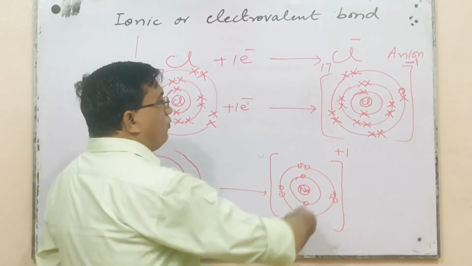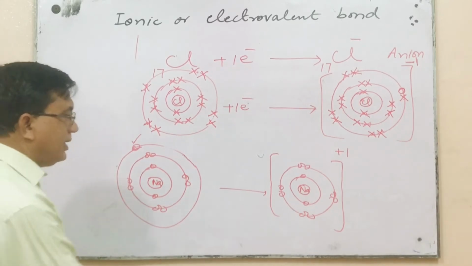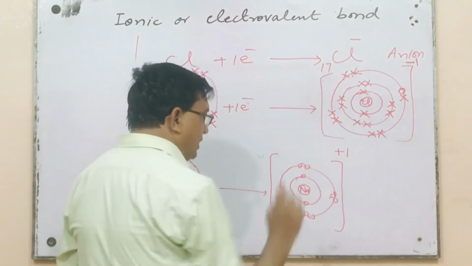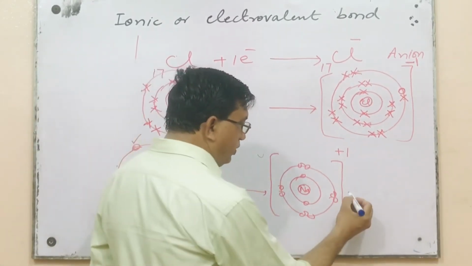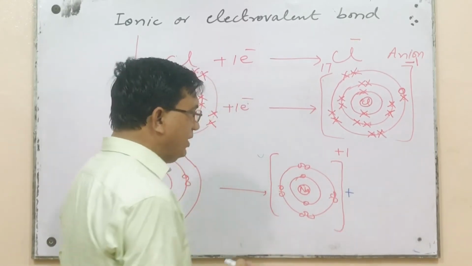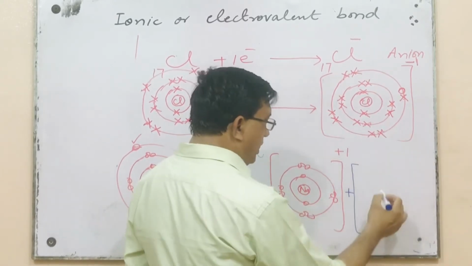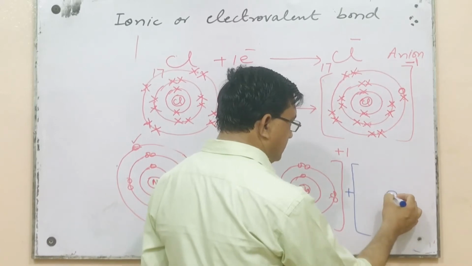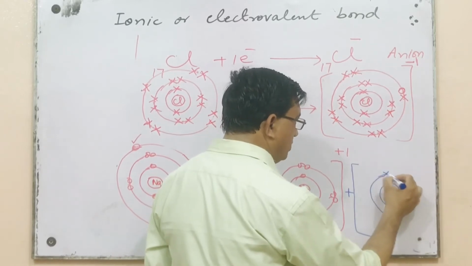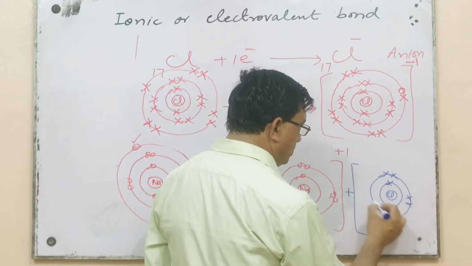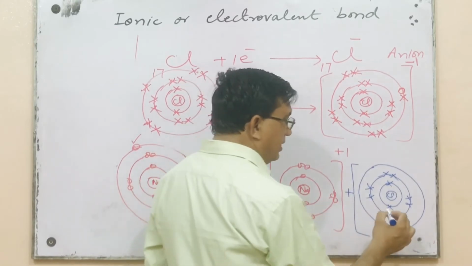Now, if we have to represent this electron dot cross model for sodium chloride, then the sodium ion along with the chloride ion are represented side by side. In this case, we represent the plus sign along with sodium, and then represent the chloride ion. This is Cl. First shell contains 2 electrons, second shell contains 8 electrons, and third shell contains again 8 electrons.